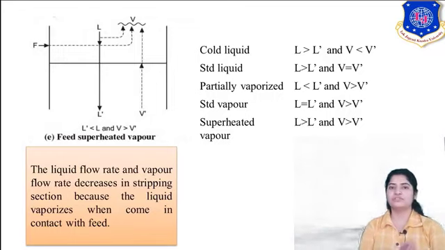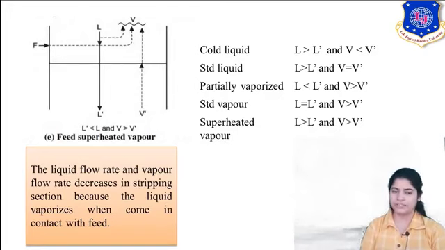So in this way, for all kinds of feed we can relate, and you have to remember the conditions here. For cold liquid, L is more than L bar and V is less than V bar. L is what again? Liquid flow rate in enriching section. L bar is your liquid flow rate in stripping section. Be very clear with the notations which you are using. Similarly, V is vapor flow rate in enriching section and V bar is vapor flow rate in stripping section.